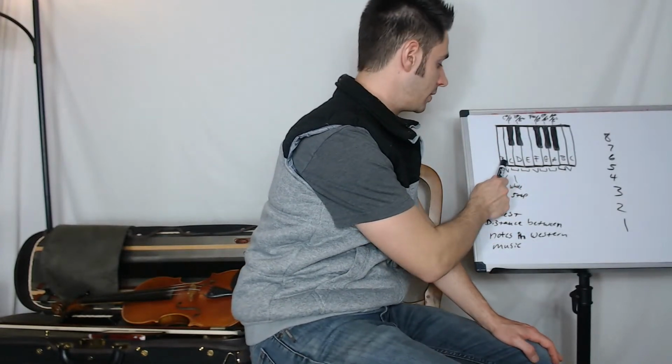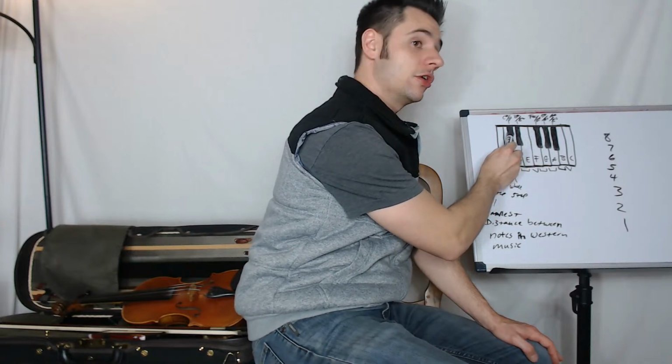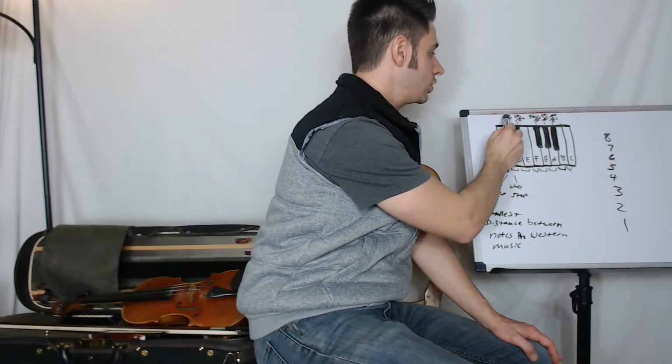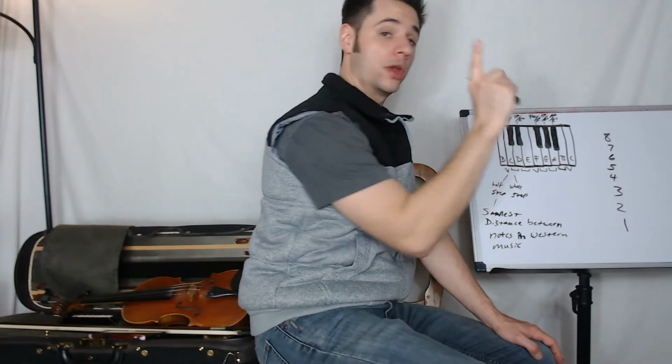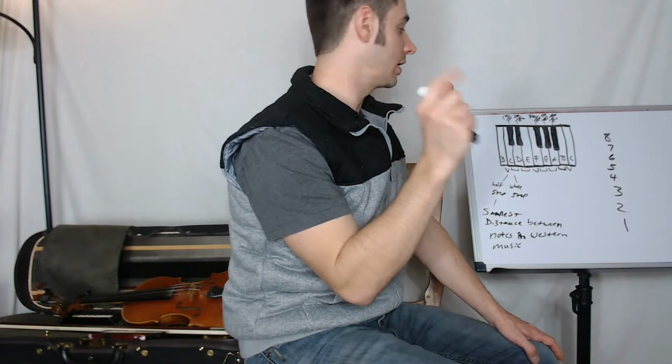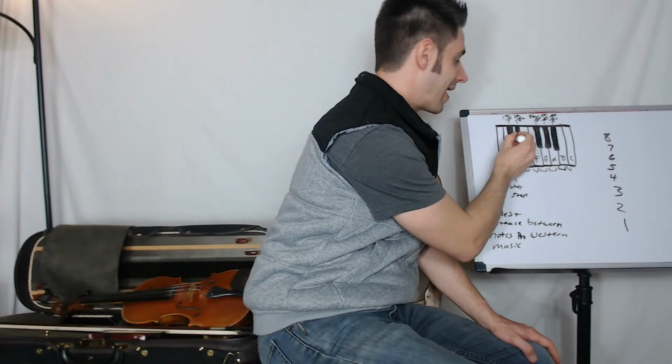Starting with a B. B, C, going up to this black key here on the piano. This is C sharp slash D flat, okay? That's the same note. That is one note, C sharp slash D flat. You have a C sharp or a D flat.